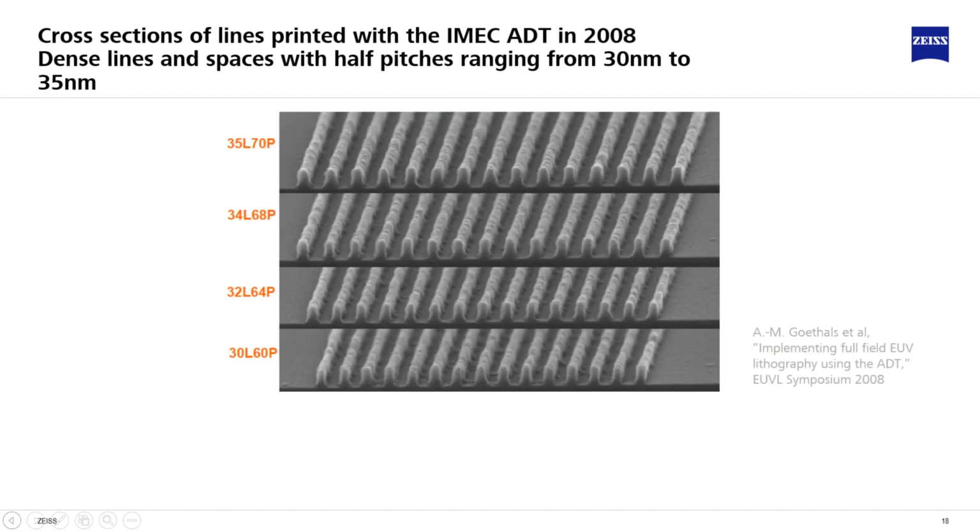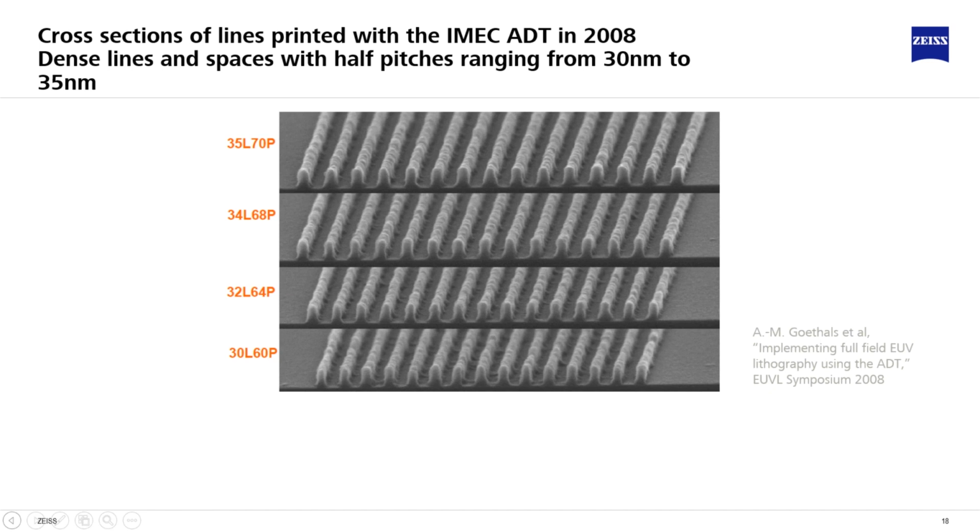2 optic sets for Alpha Demo tools were produced and shipped. One ADT was shipped to Sematech in Albany, USA, and the other ADT to IMEC in Leuven, Belgium. The IMEC ADT passed its site acceptance test in 2008. Dense lines and spaces with half pitches ranging from 35 to 30 nanometer could be printed.